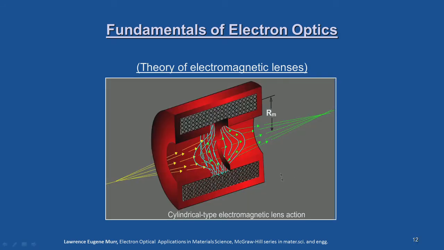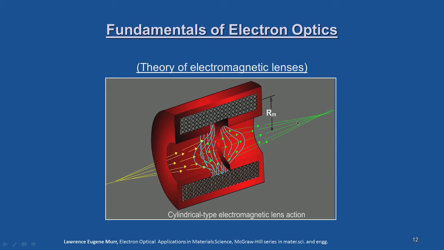So, this is demonstrated in this schematic. You see this is the typical cylindrical type electromagnetic lens action. It is a cross section where you have all the circular slots where a soft iron coil is being wound like this, and this is the electron beam getting into the core of the lens, and then you see the field which is being generated, and then you see all the electron beam is converging.